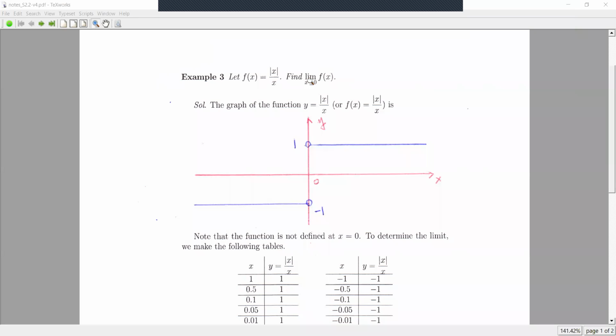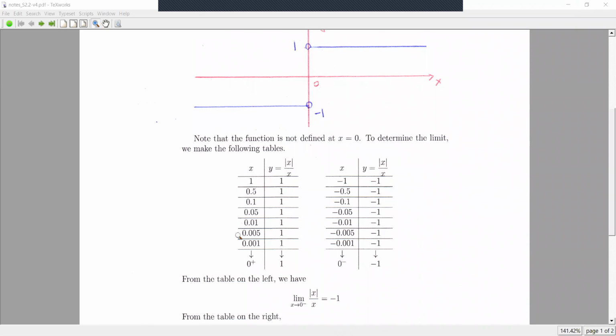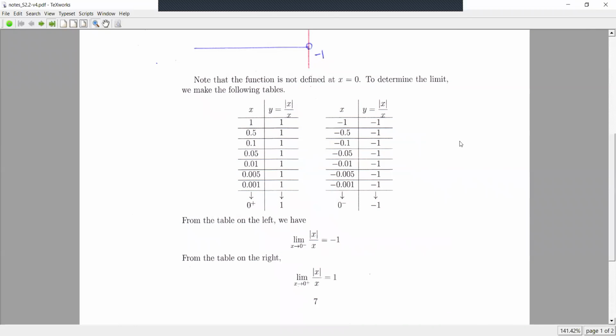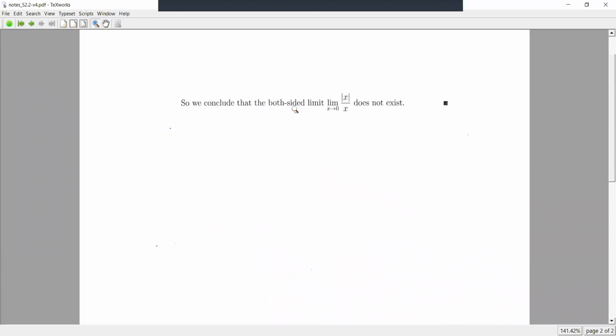Now we can conclude that this both-sided limit doesn't exist, because when we let x approach 0 from the right, the function approaches 1. When we let x approach 0 from the left, the function approaches -1. The function approaches two different numbers. So here is the conclusion. We conclude that the both-sided limit doesn't exist.